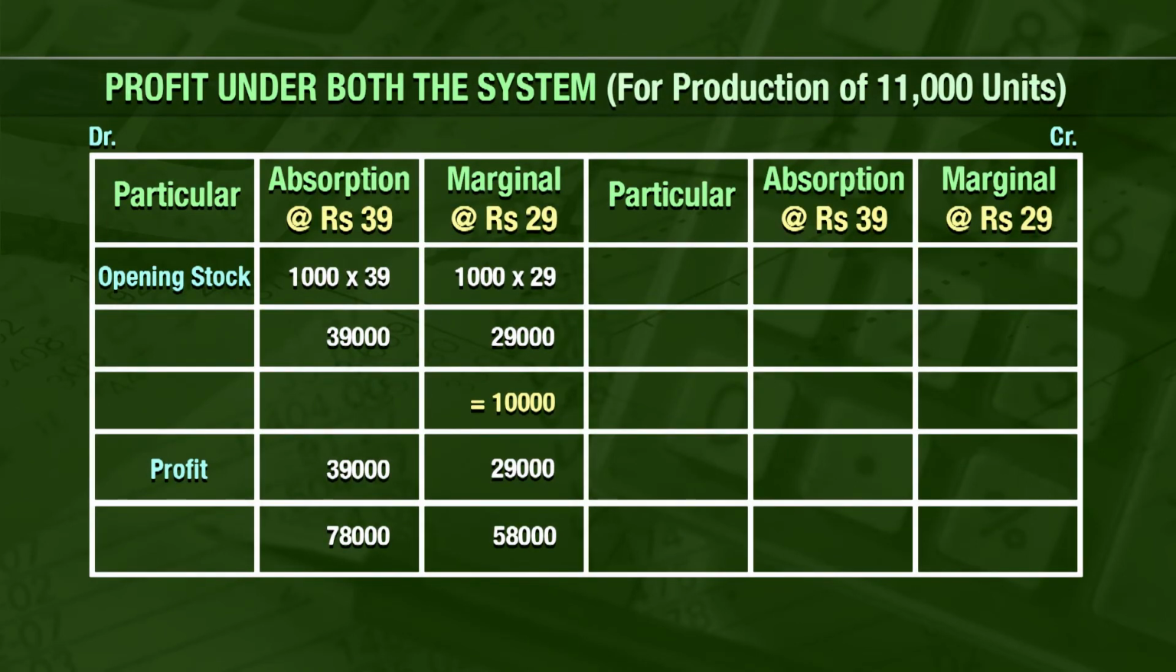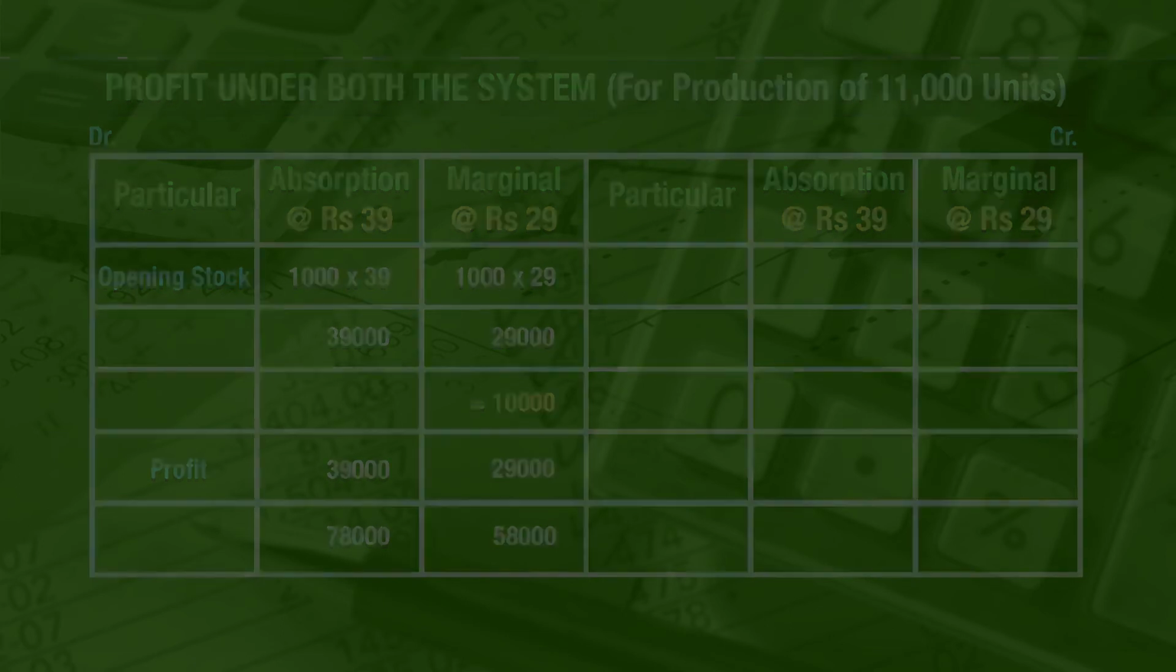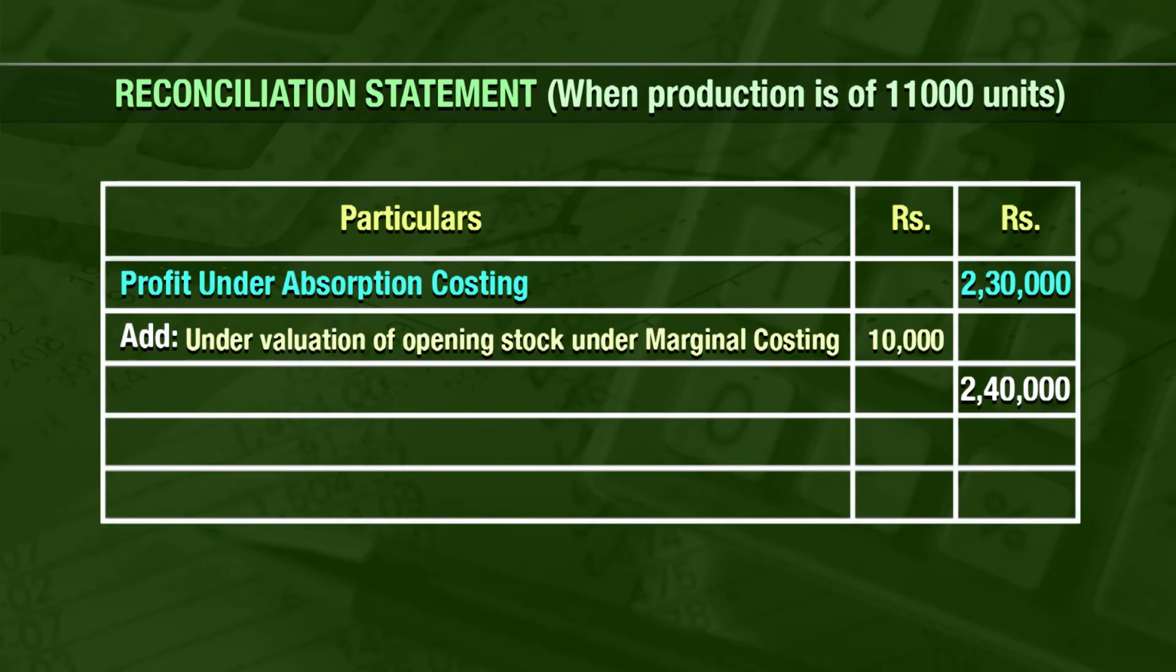We will take the information about opening stock and closing stock. Here opening stock under marginal costing system is valued at rupees 29,000, while under absorption costing it is valued at rupees 39,000. Therefore, there is a debit effect of 10,000 rupees in excess under absorption costing. So our profit is reduced by 10,000 rupees. On the other hand, the profit of marginal costing is increased by 10,000 rupees. If the profit of marginal costing is increased by 10,000 rupees, we will also increase our profit by 10,000 rupees. And that's why here we will add undervaluation of opening stock of rupees 10,000 under marginal costing system. Therefore, our total profit will be rupees 2,40,000.